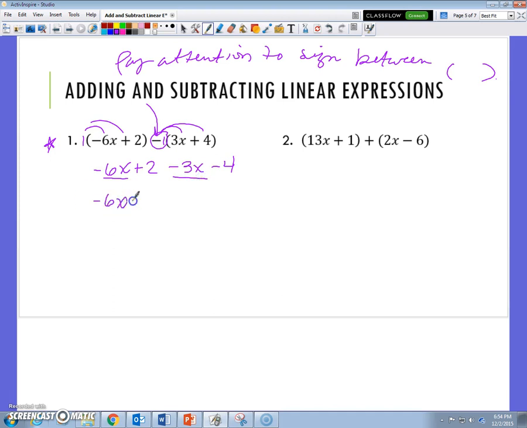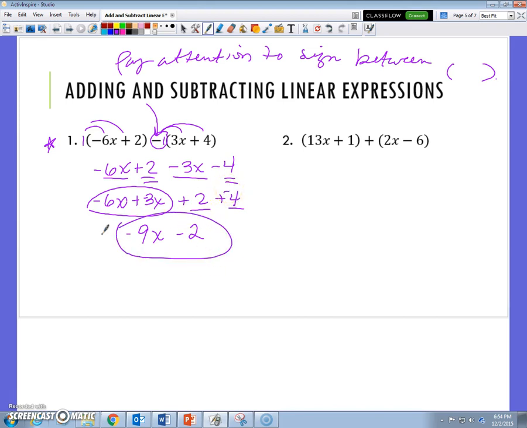Okay, I'm going to write those together. And I see positive 2 and negative 4. And so when I combine my like terms, if I want to change, that's fine. Negative 6x plus negative 3x, same signs, add and keep. So I'm at negative 9x. 2 minus 4, or 2 plus negative 4, either way, is negative 2. Different signs, subtract. 4 minus 2, bigger number. Keep the sign of the bigger number. There we go. Okay, so negative 9x minus 2.